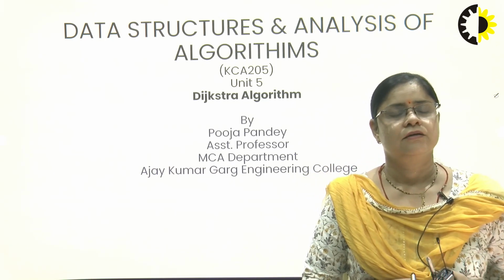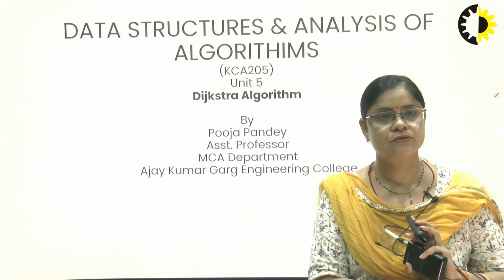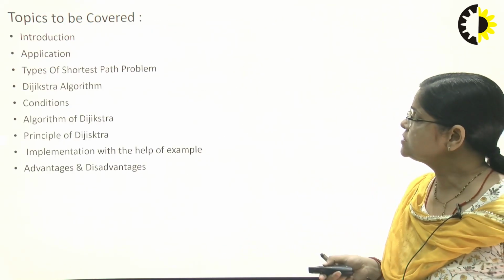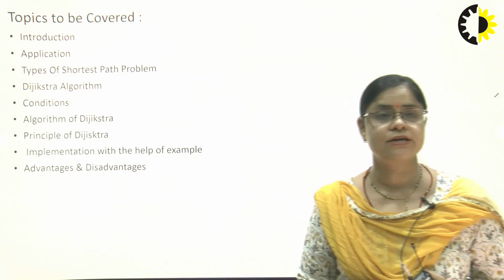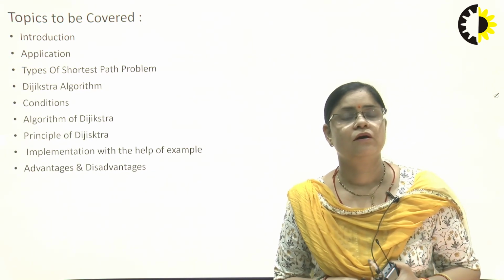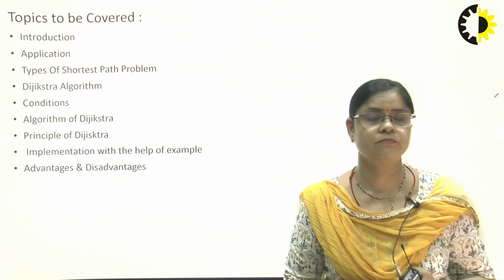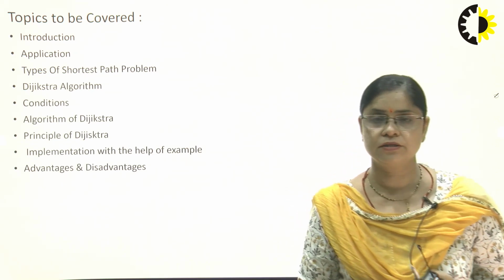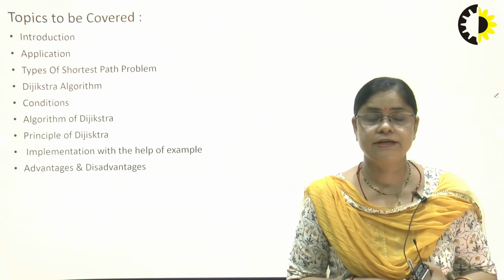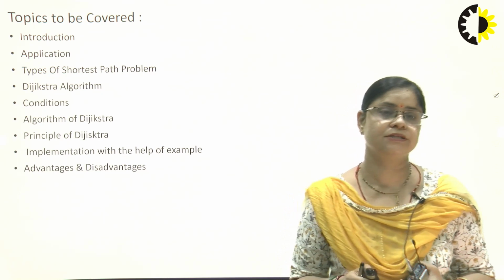Today I am going to take a topic from my subject, that is data structure and the analysis of the algorithm. Subject code is KCA 205 and it is from chapter 5, or you can say unit 5, that is the Dijkstra algorithm. The topics I am going to cover are its introduction, that is the shortest path algorithm, what is the shortest path algorithm, then its applications, types of the shortest path problem, then the Dijkstra algorithm, that is the main part of my lecture, then its conditions, algorithm, principles, implementation with the help of an example, its advantages and disadvantages.